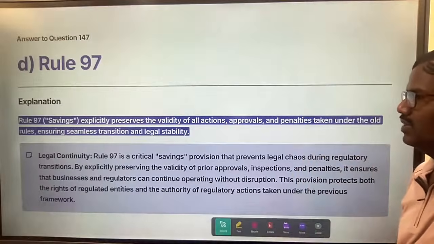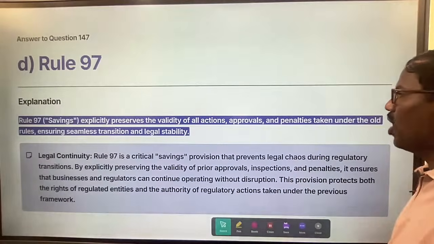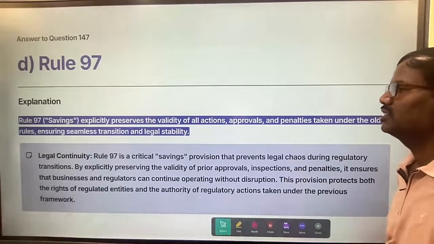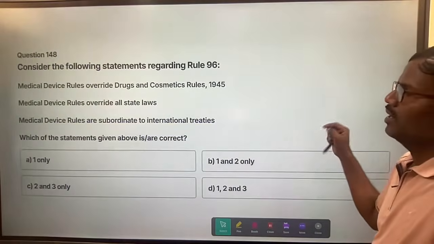Now question 147. Rule number 97 savings explicitly preserves the validity of all actions, approvals and penalties taken under the DC Act, ensuring seamless transition and legal stability. Rule 97 is critical for saving. This is already completed, so we are going faster.